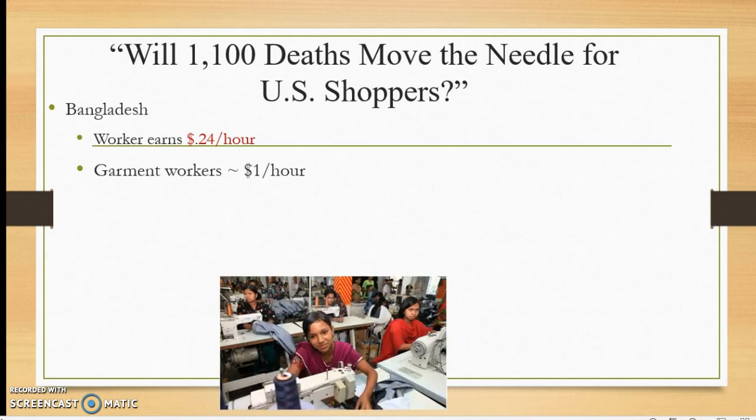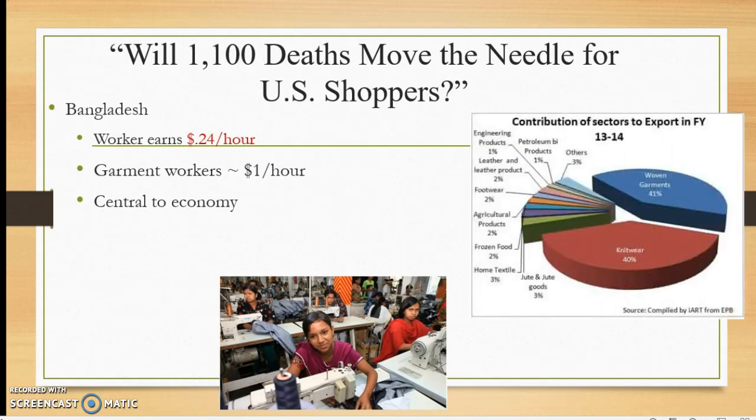In Bangladesh, this industry, like the Triangle factory, is staffed mostly by young women. This industry is central to the economy. Garment exports make up the majority of Bangladesh's economic activity.